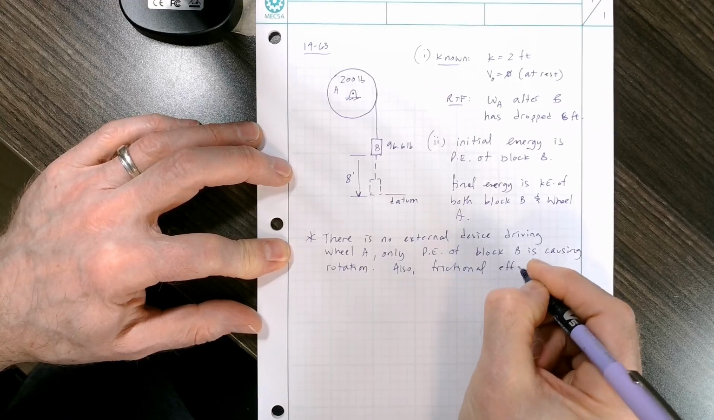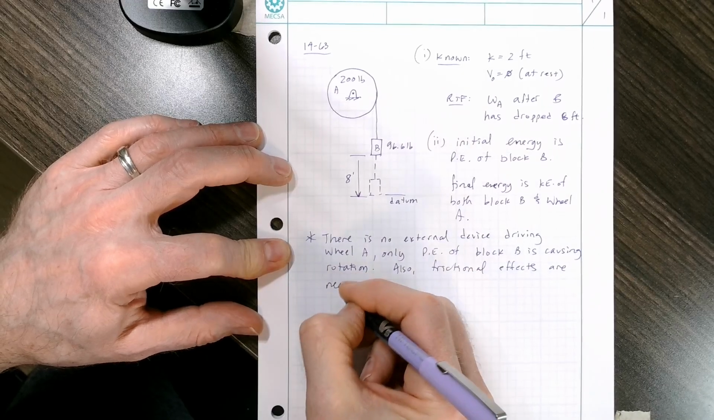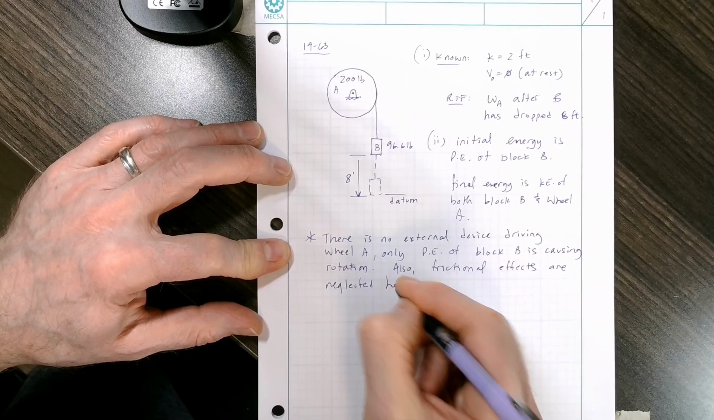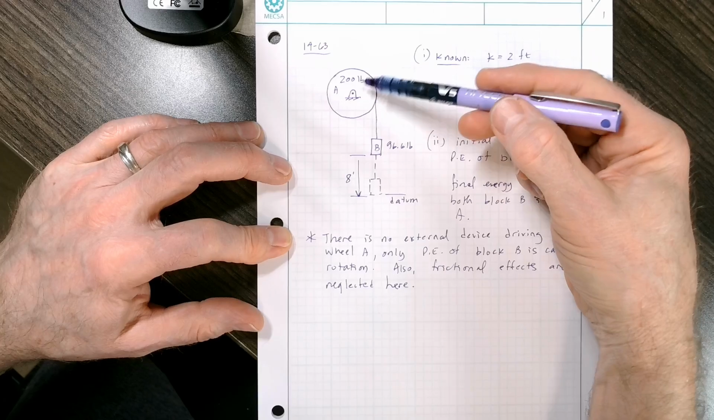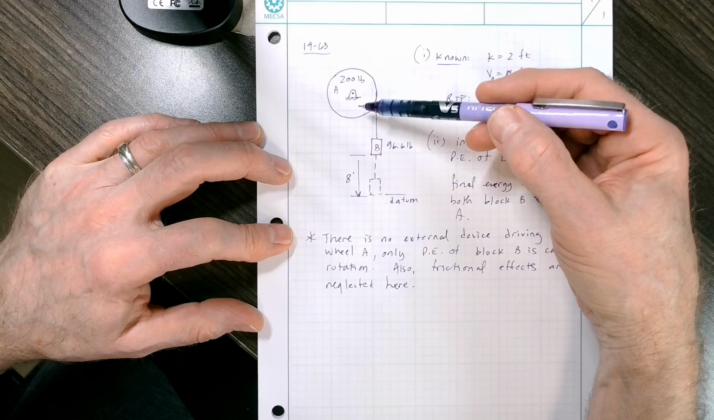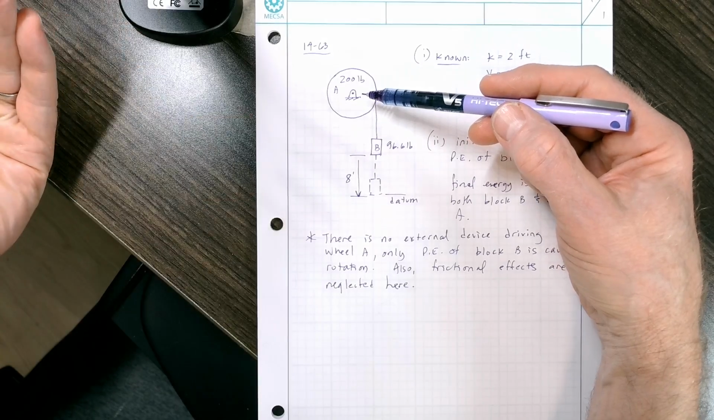They won't always be neglected. If you knew of a bearing friction here, you would include the bearing torque times the angular displacement theta. But there's no mention of it, so we're going to neglect it. If they're a nice set of bearings, like ball bearings, it's negligible anyways.